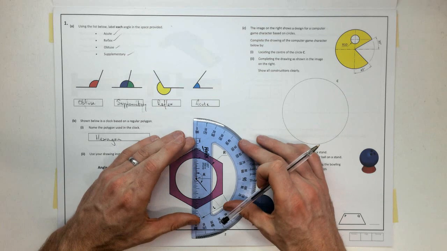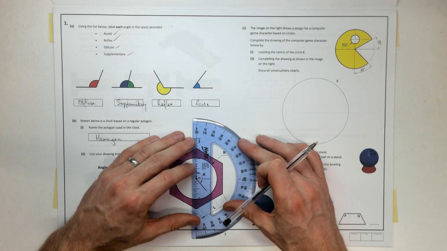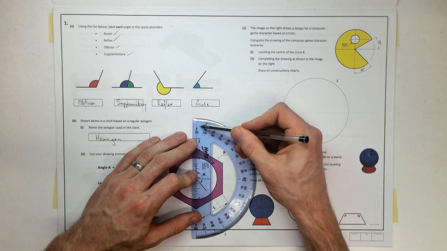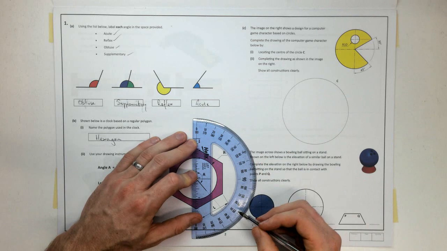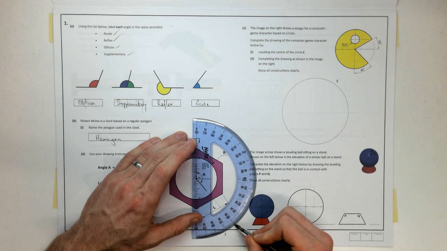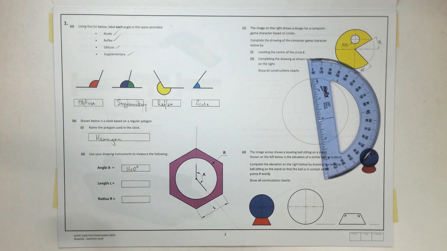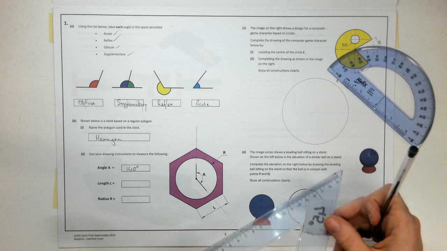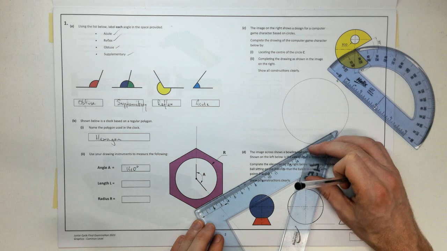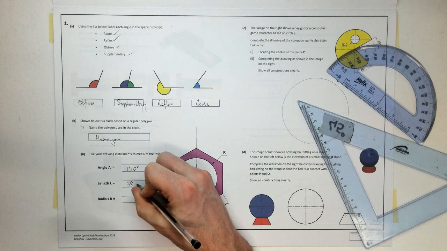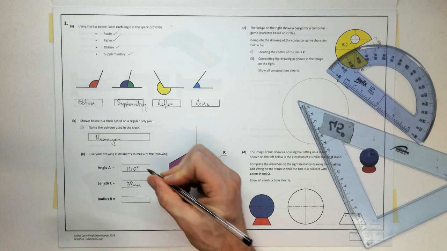So we've got our angle there. We'll line up our bullseye and our 0. If I follow that all the way around, I'm getting around to 140 degrees. So 140 degrees is angle A. Length L then is the base or one side of the hexagon, and that is, for me, I got that at 38 millimeters. Let's be sure to put in our units as well.